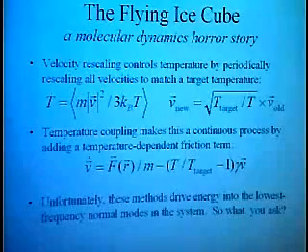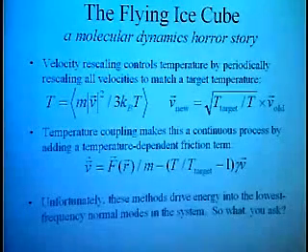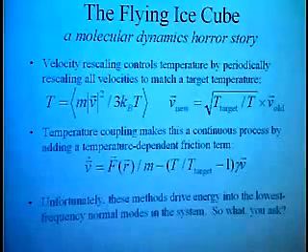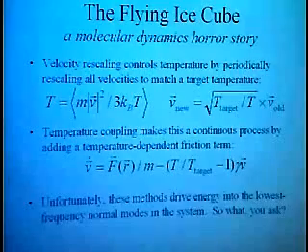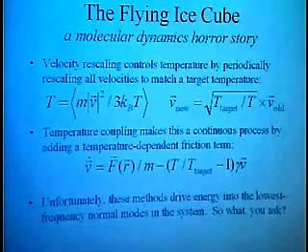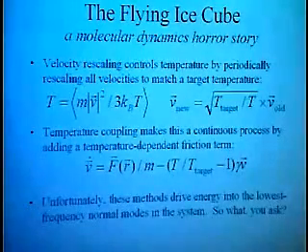And we do this by modifying the equations of motion. So the first two terms are simple F equals ma, and we add a temperature-dependent friction term, so that if the temperature is larger than the target temperature, the velocities of the atoms are slightly damped. If the temperature is too small, the velocities of the atoms are slightly increased.